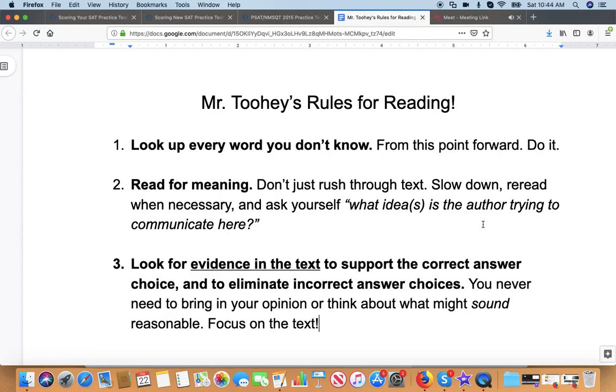We've already done 1 and 2, looking up words you don't know. We've got to know that vocab, and then reading for meaning, not just rushing through the text, but slowing down and really chewing on the ideas. Rule number 3 applies to answering the questions. So go ahead and read rule number 3 for us, please, loud and proud.